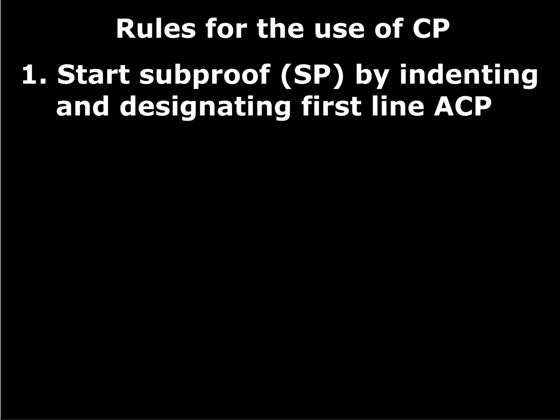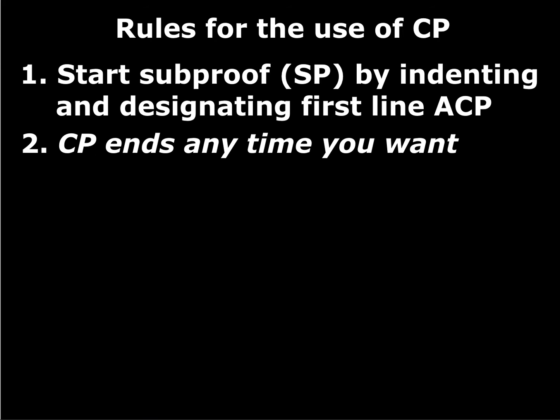You start your subproof by indenting, right? You draw a little arrow and you indent, and you designate the first line. Your justification is ACP, assumption for conditional proof. Okay? A conditional proof can end any time you want it to end.